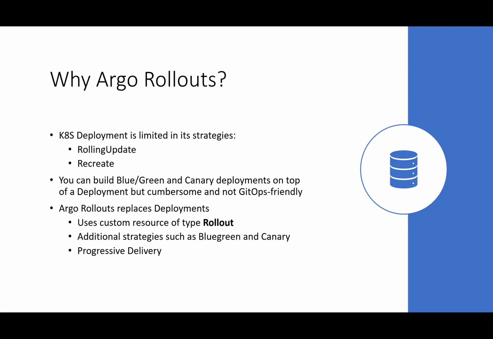So Argo Rollouts can then be used to replace deployments. Instead of a deployment, you'll create a manifest of type rollout. That's a custom resource. And then you can define additional strategies such as blue-green and canary, or turn on things like progressive delivery. Now we'll start easy and we'll check out the blue-green strategy and see how that works.